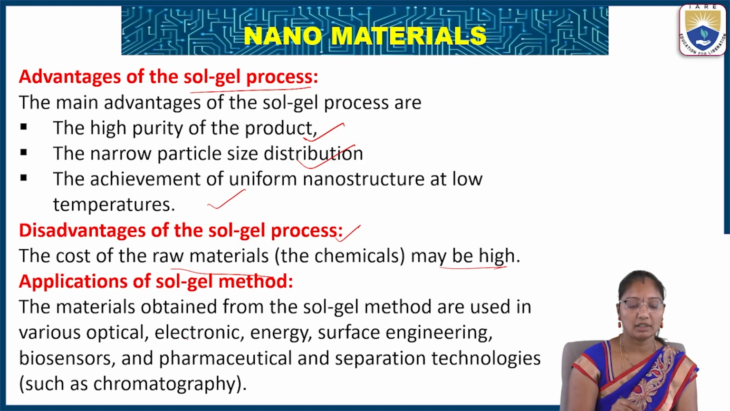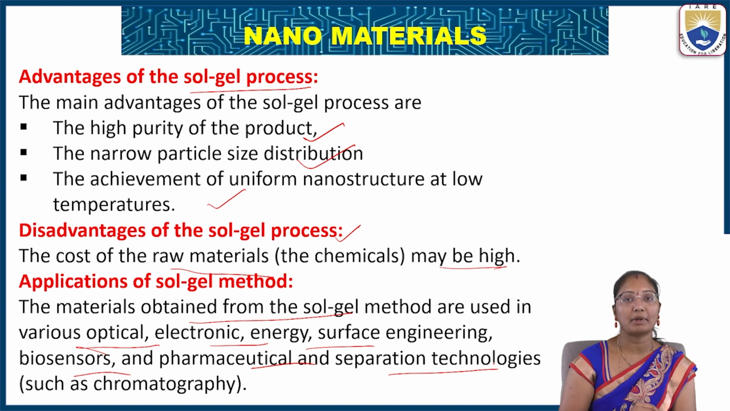Applications of the sol-gel method. The materials obtained from the sol-gel method are used in various optical, electronic, energy, surface engineering materials, biosensors, pharmaceutical and separation technologies such as chromatography techniques. So they have varied applications in different fields. This sol-gel method is preferred because it can be carried out at low temperatures, with high purity of the product, and the nanomaterials obtained from this process will have uniform size and uniform distribution.